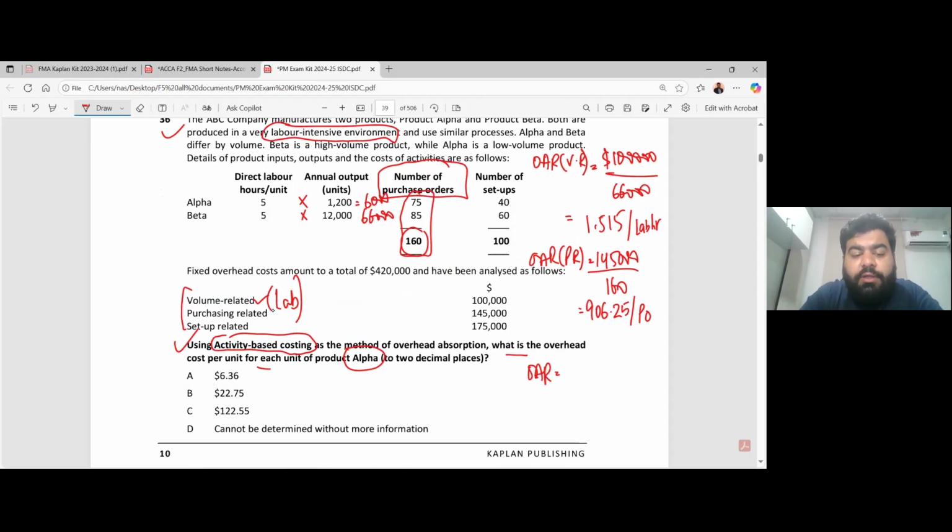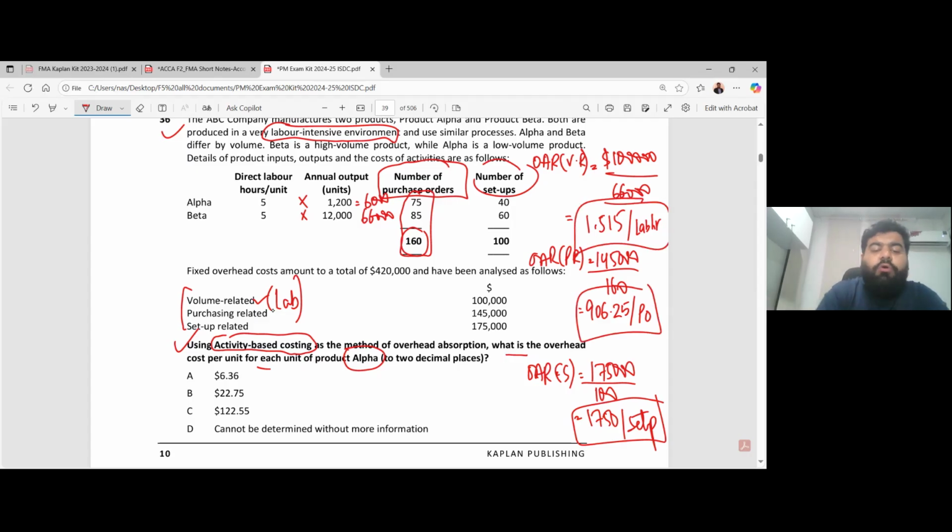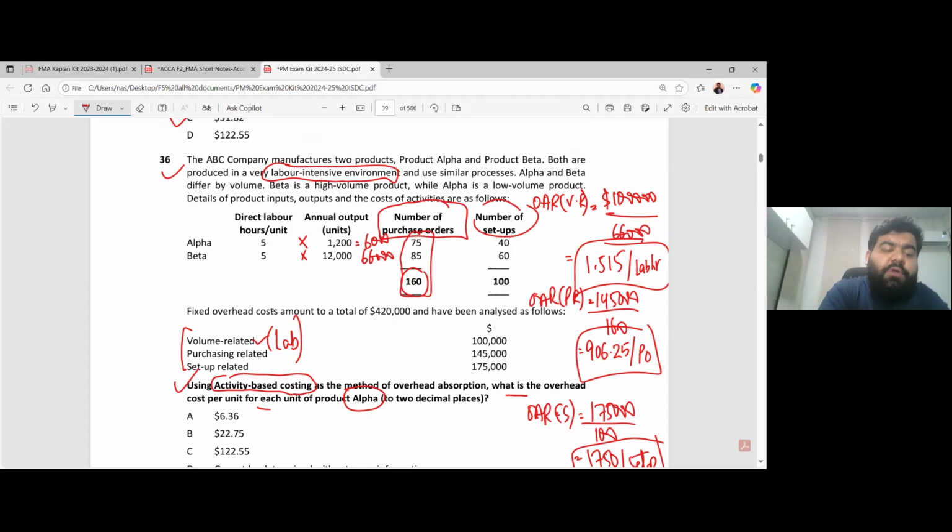Okay, and the third OAR we also calculate here. The third OAR is setup related, S means setup related. It's 175,000, divided by the base, which will be the number of setups, and there it is 100. So it's 1,750 per setup. Now we have three OARs, 1, 2, and 3. And now we will calculate and absorb it properly.